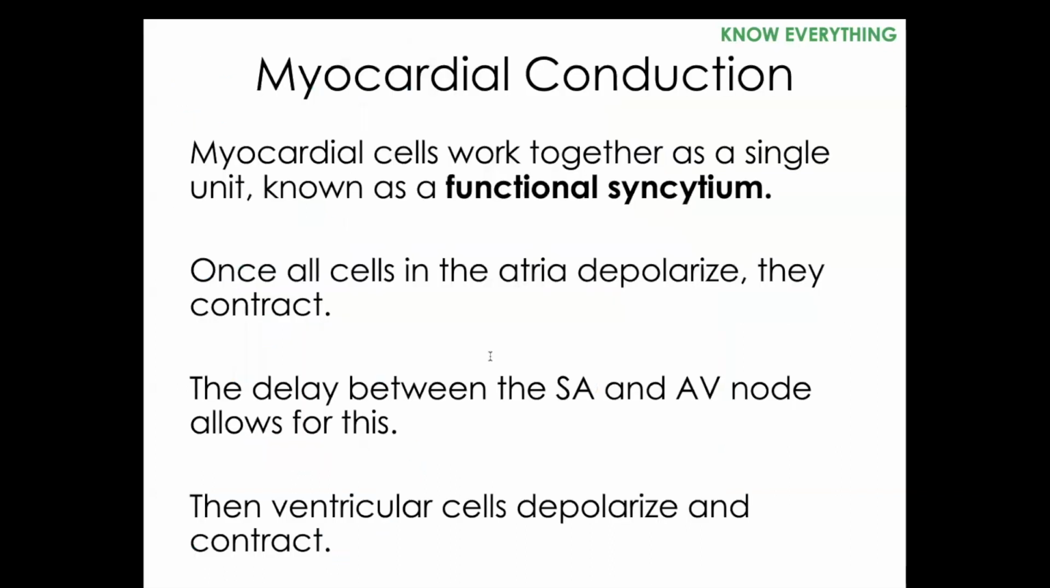One important feature of the heart is that the myocardium behaves as a single unit. This phenomenon is known as functional syncytium. This simply means that all the cells within the atria will contract together and all the cells of the ventricles will contract together at the same time. The special gap junctions between individual cells and the conduction delay between the SA and AV node allow for this to happen.